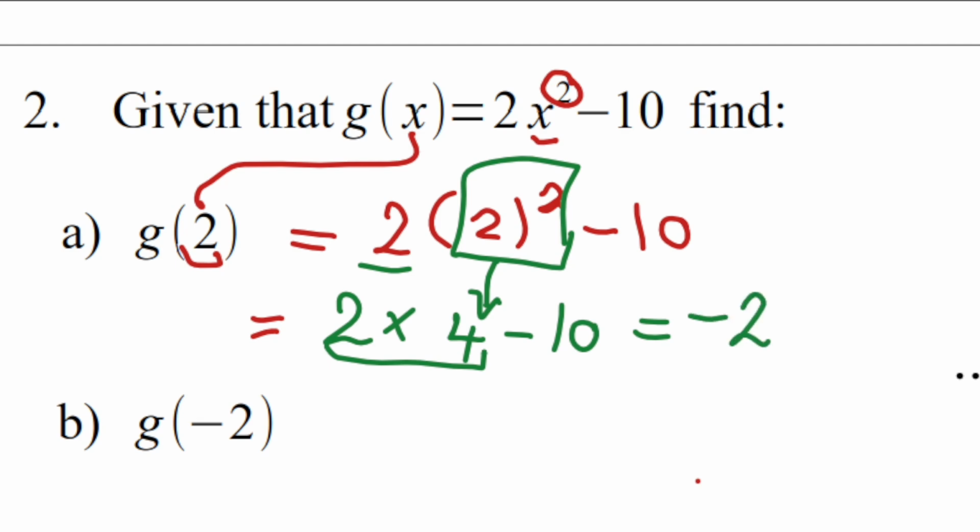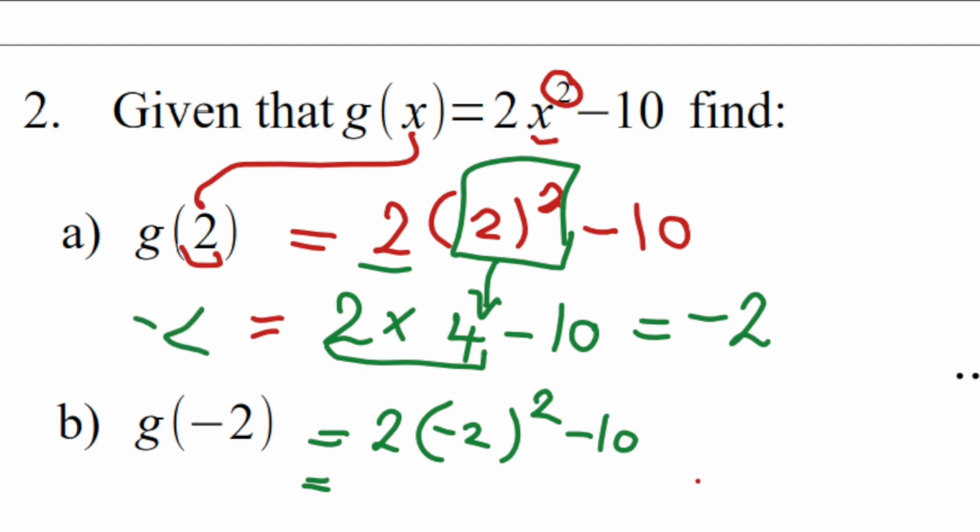G of negative 2. Let's do this. So it's going to be 2 times negative 2 squared minus 10. So it's going to be similar. This is going to be negative 2 squared. Many students get it wrong. They write negative 4. It's wrong. This is where many students lose the marks.